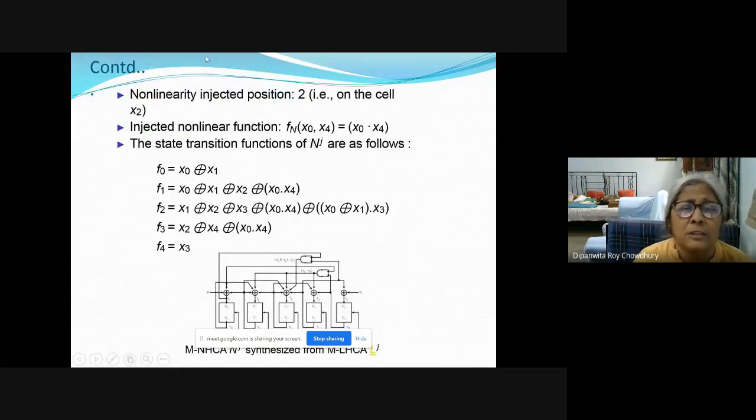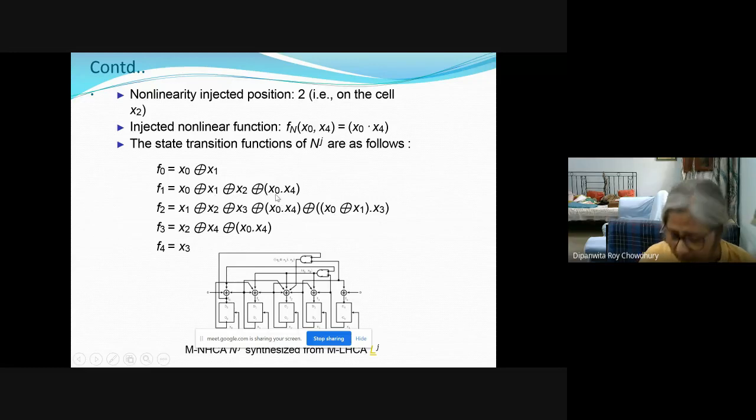Now non-linearity is injected at position 2 on all the cells. How? This is x0 dot x4. So this is AND. This is the non-linearity. So we have injected, and see the state transition functions are like that. The first one is not affected, it is simple XOR, linear. So this is x0, x1.